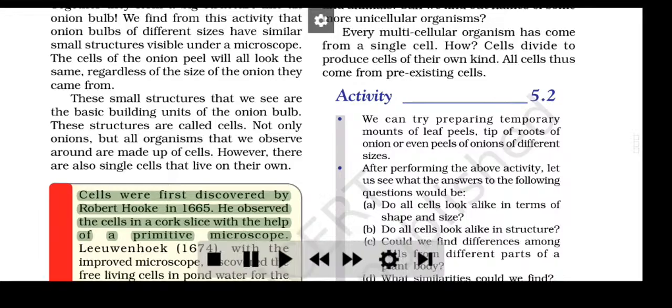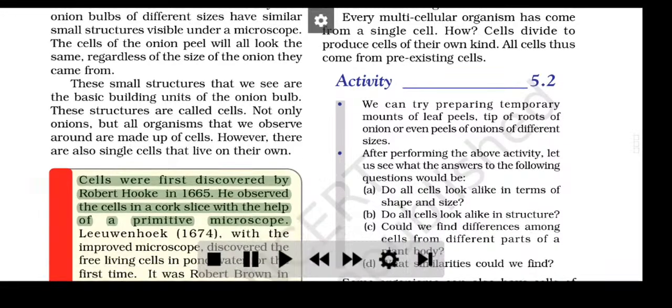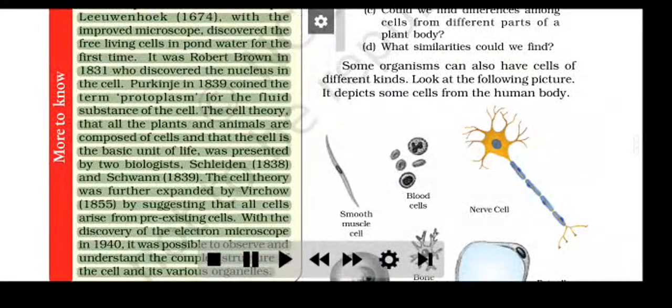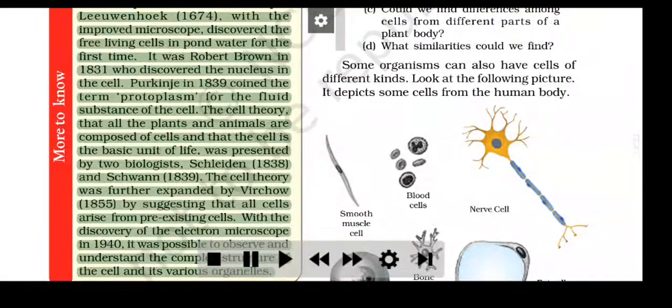Cells were first discovered by Robert Hooke in 1665. He observed the cells in a cork with the help of a primitive microscope. Leeuwenhoek, in 1674, with an improved microscope, discovered the free-living cells in pond water for the first time. It was Robert Brown in 1831 who discovered the nucleus in the cell. Purkinje in 1839 coined the term protoplasm for the fluid substance of the cell.